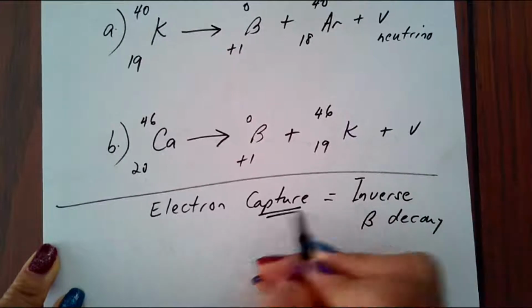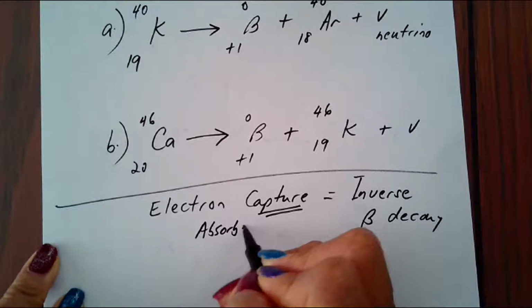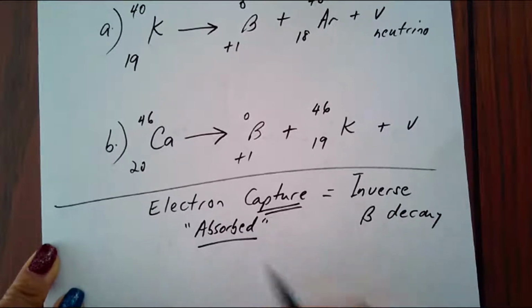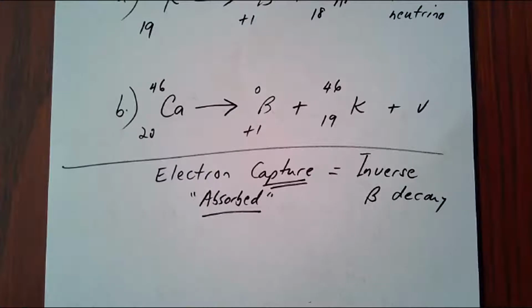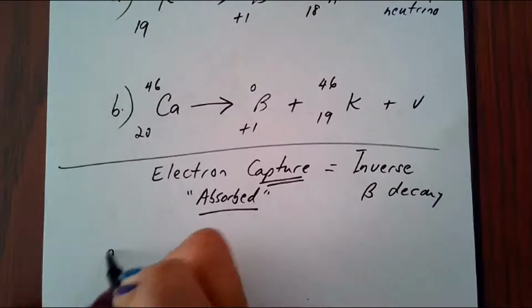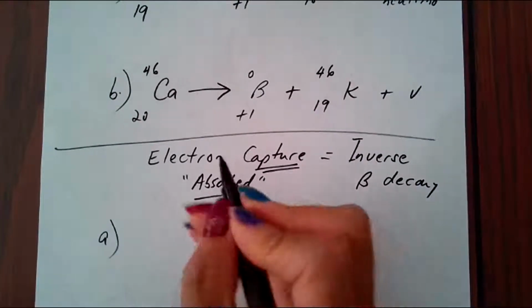Now, capture means an electron is absorbed, as opposed to released. So in a chemical reaction, when you absorb something, it is on the reactant side of the equation. So let's look at examples of an electron capture.